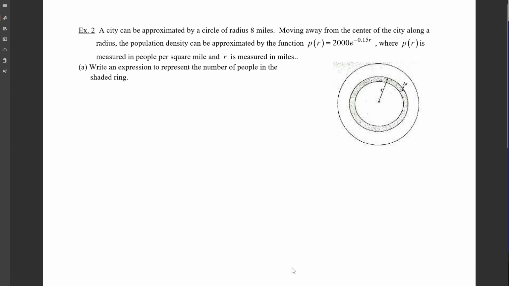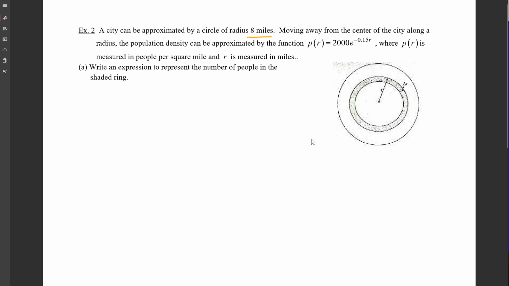Okay, if you look at this problem on your notes, this is a city that's more like a real city. A city can be approximated by a circle. The radius of this circle goes 8 miles. So this 8 is kind of like your 4 miles before. It's going to go all the way to 8 miles. Moving away from the center of the city along the radius, the population density can be approximated by this function here, where p(r) is measured in people per square mile and r is measured in miles.